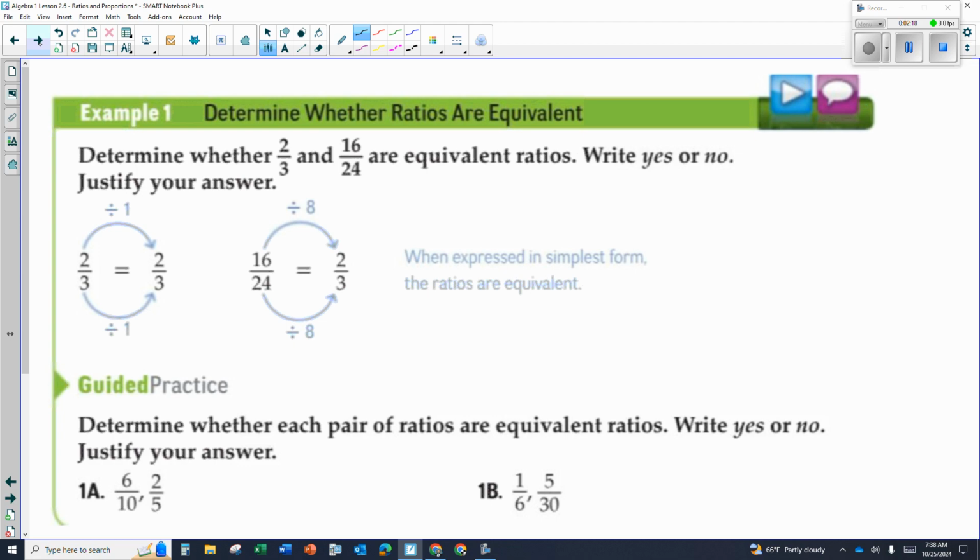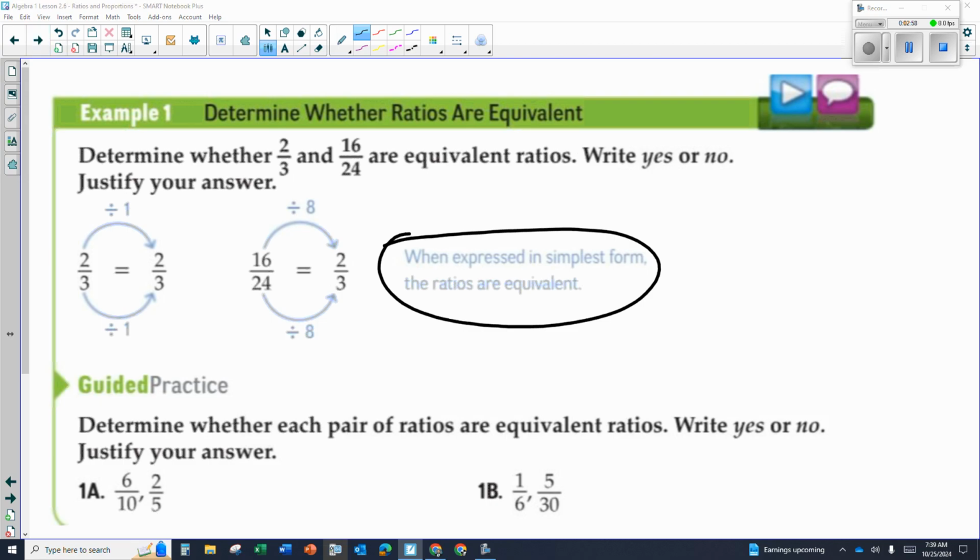So first we have to determine if ratios are equivalent. So the question in example 1 says, determine if 2/3 and 16/24 are equivalent ratios. So here's one way of looking at that. It says, when expressed in simplest form, the ratios are equivalent. Well, 2/3 is already in simplest form because 2 is a prime number and 3 is a prime number. They have no common factors other than 1, which is why dividing by 1 gets you the same thing. On the 16/24, their greatest common factor is 8. So divide both of those by 8, and you actually can simplify it back down to 2/3.